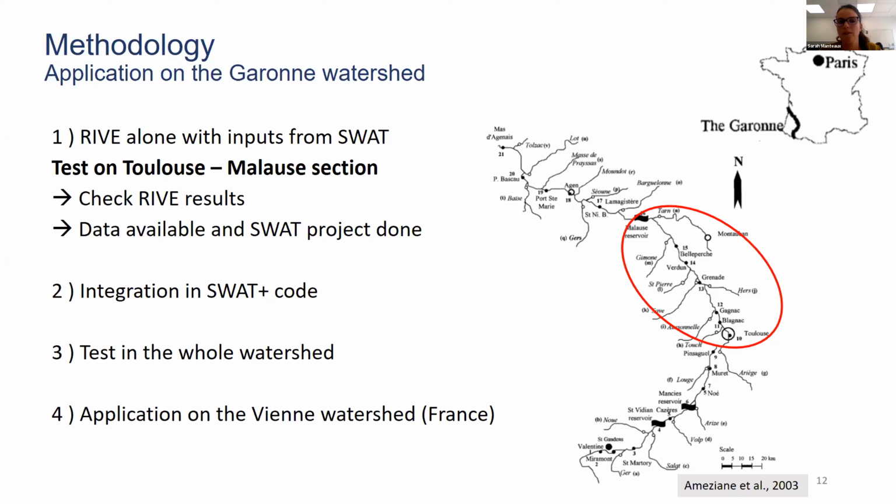And then if the results of RIVE are consistent in this watershed, we will integrate it directly in the SWAT code. And we're thinking about SWAT Plus code, which is a revised version of SWAT with a more flexible spatial representation. So we're going to implement it directly in SWAT Plus. And then we're going to test it on the whole watershed and on the Vienne watershed, which is the watershed I'm studying.